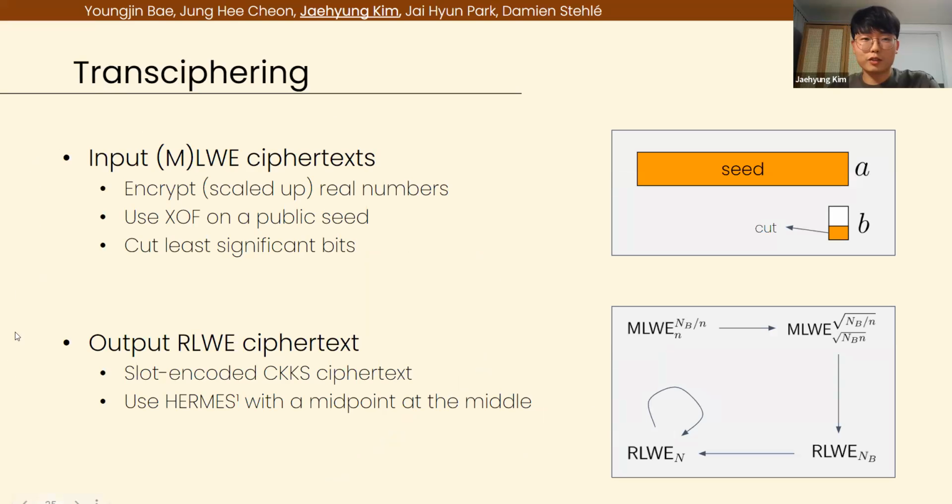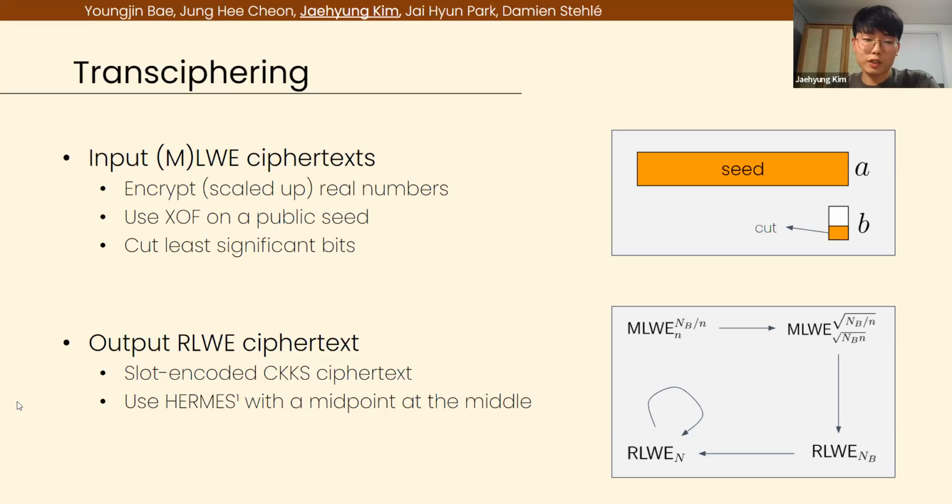Before I wrap up, I want to explain our transciphering results as well. I want to briefly describe our transciphering strategy. We have input LWE or module LWE ciphertext. We encrypt real numbers with some scaling factors rather than encrypting bits. We use XOF on a public seed, and this makes the A part almost negligible. And we also cut the least significant bits of the B part during transmission to decrease the expansion ratio.